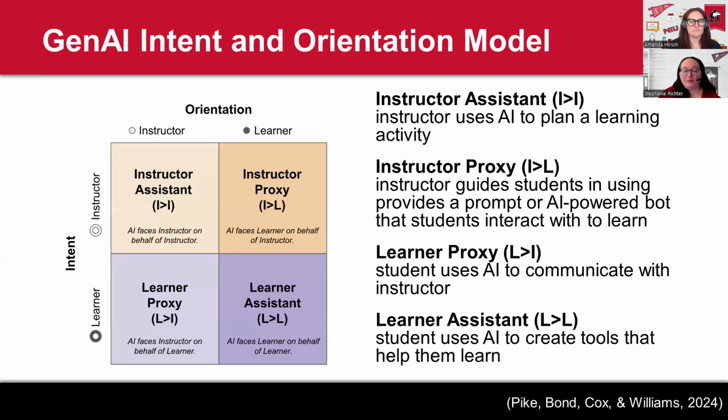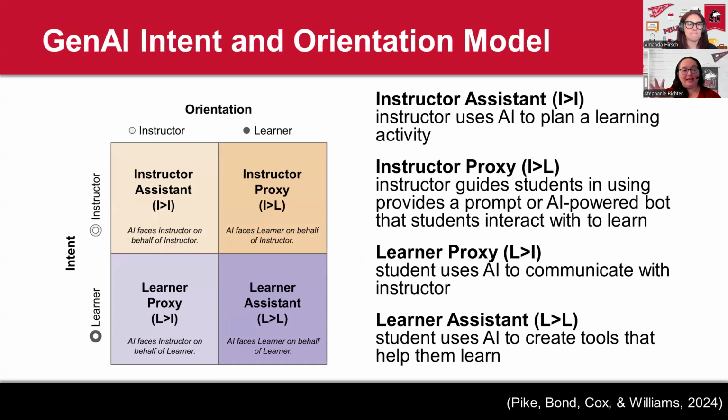The other model that I wanted to point out and discuss today is the Gen AI intent and orientation model. And this one really is a model that's intended to describe the different uses of AI in the educational context. So this one starts with dividing our intent and orientation on 2 different axes and looking at how the intent, the use of the AI is then oriented toward the other party in this dichotomy. So we're looking at the instructor and the student as the 2 sides of either being on the intent, the use, or the orientation, the receiving end of the AI.